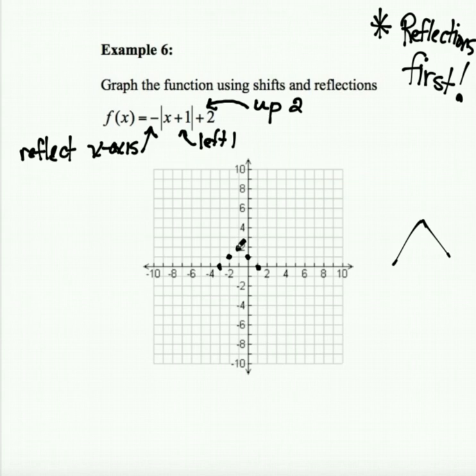And when I connect these, I see that I have that V shape still. So that graph is reflected across the x-axis first, and then from there I take every point and shift it to the left 1 and up 2, and this is the resulting graph.